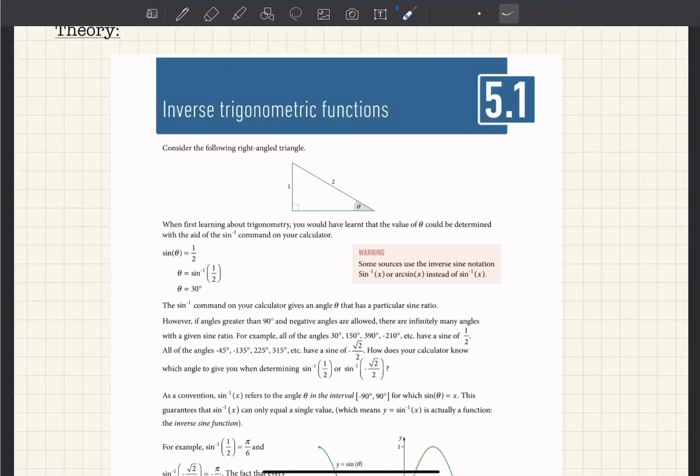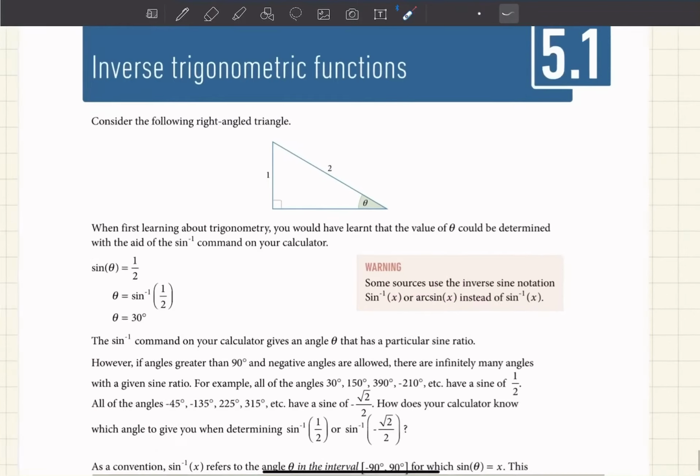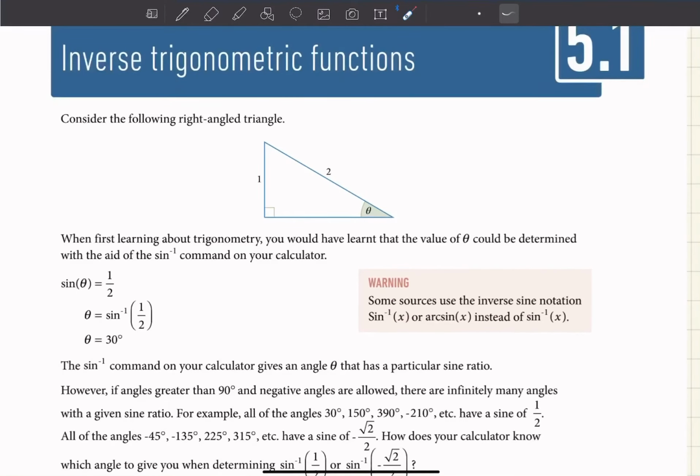Alright, so let's have a look at some of the theory. Consider the following right-angled triangle. So here's our typical triangle that we've been using through our specialist. Here we've got 1, 2, and this would be root 3.